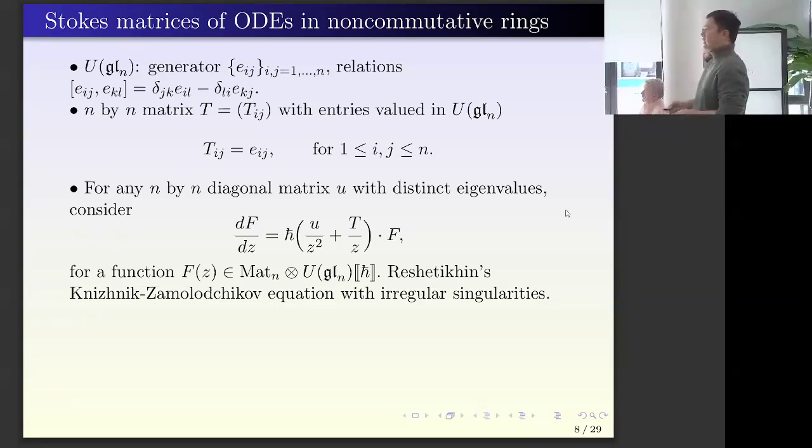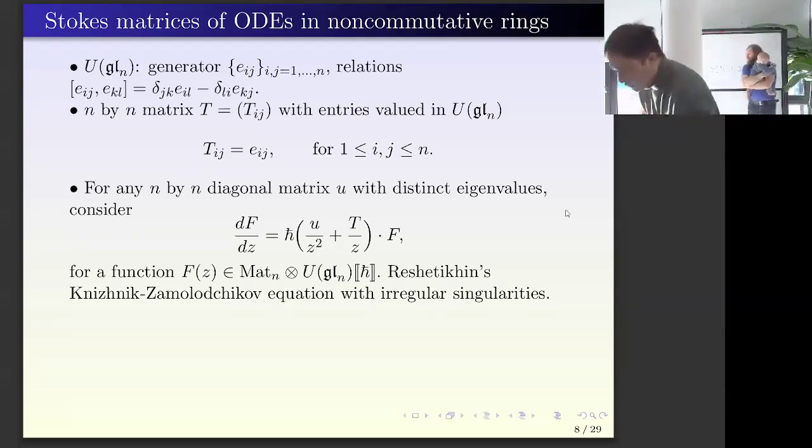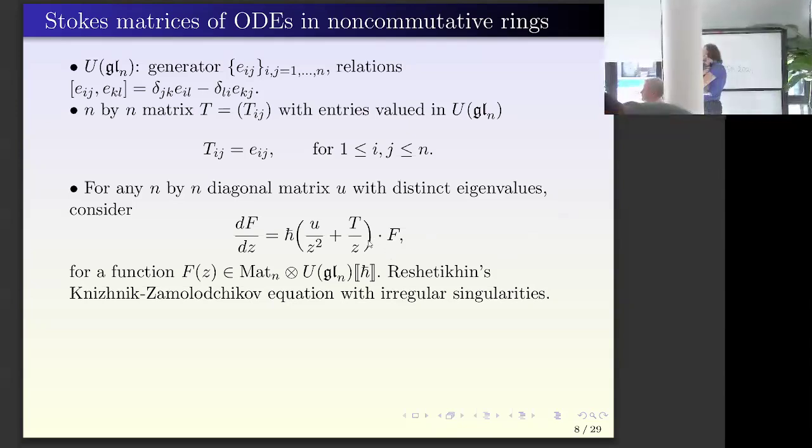Then, given a regular semi-simple diagonal matrix U and this T, I can consider the following linear ODE. Now the linear ODE is for a matrix valued function, but with entries in U(gl_n). And here I take h bar as a formal parameter. To explain what this dot means: on the one hand it is given by matrix multiplication, and on the other hand by the product in the universal enveloping algebra. So it explains how all the coefficients act on the solution.